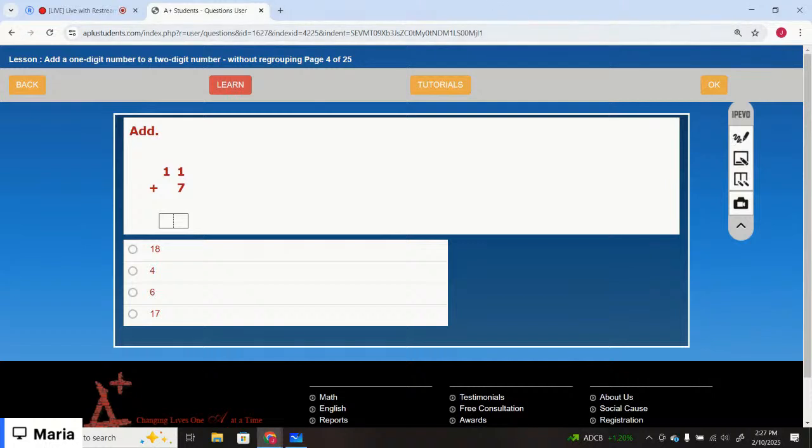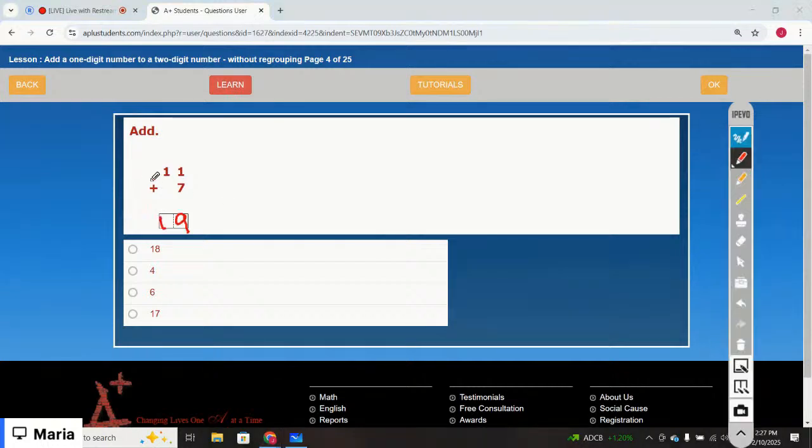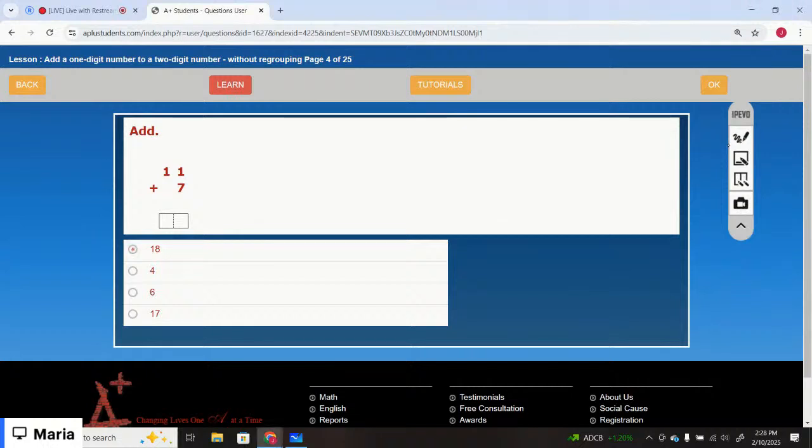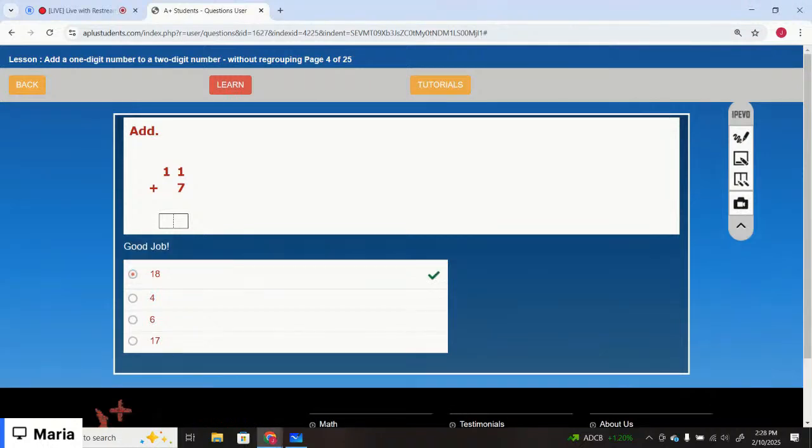11 plus 7, which is the correct option? Start adding the ones. That is 7 plus 1. 7 plus 1 is 8, and keep the tens as it is. So that makes 18. Option number 1 is the correct option. That is 18.